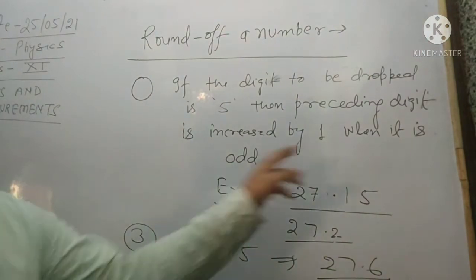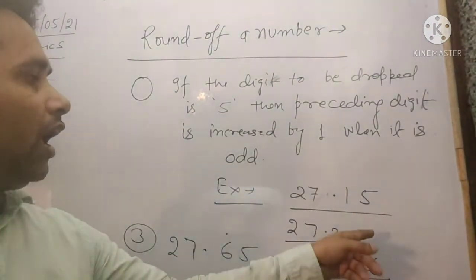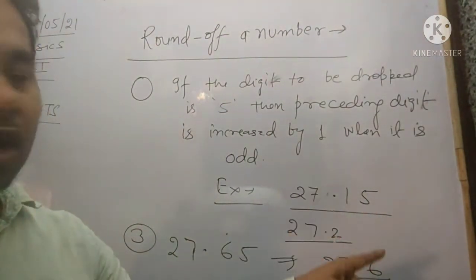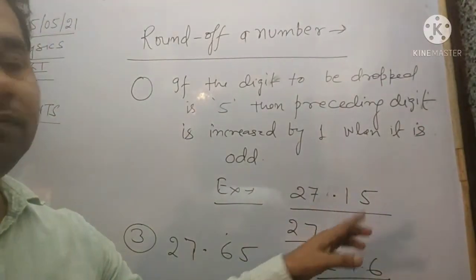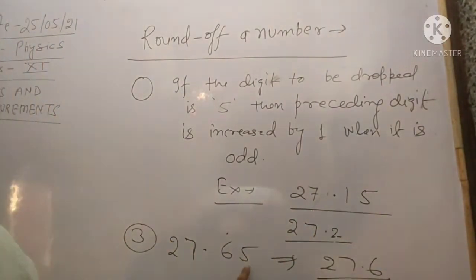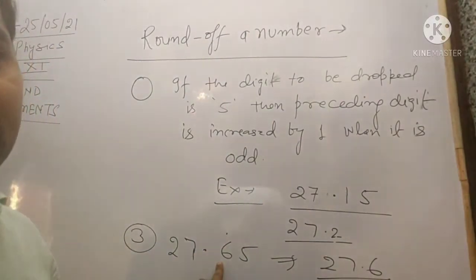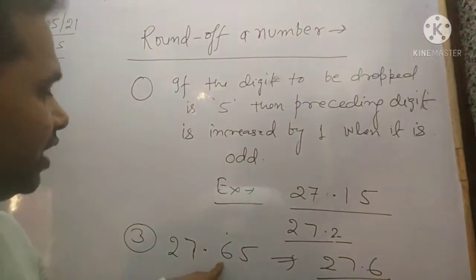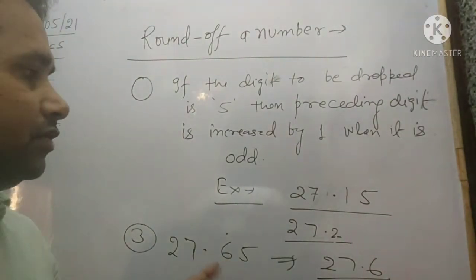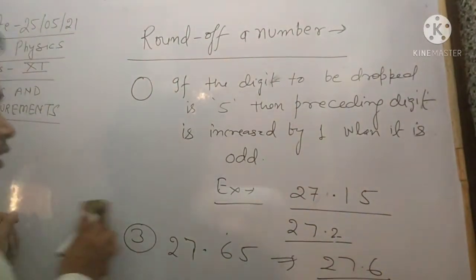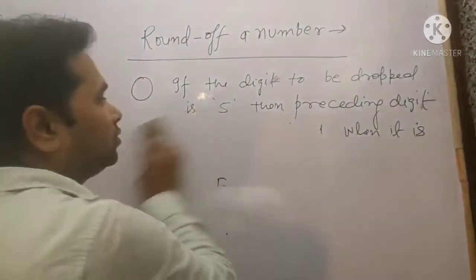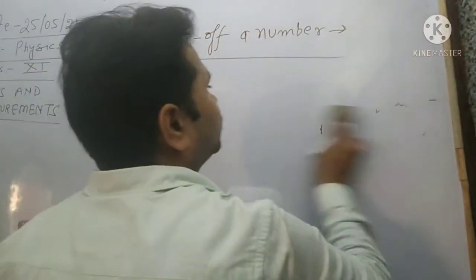ठीक है ना? ड्रॉपिंग डिजिट 5 एंड द प्रीसीडिंग वन इज ऑड, देन वी हैव टू इंक्रीज इट बाय 1. एंड इफ द ड्रॉपिंग डिजिट इज 5 एंड प्रीसीडिंग वन विल नॉट इंक्रीज बाय 1 मीन्स रिमेन कॉन्स्टेंट व्हेन इट इज एन इवन नंबर. दिस इज द रूल. नाउ लेट्स चेक द सेकंड रूल. मीन्स सेकंड नॉट, दिस इज नाउ फोर्थ रूल.